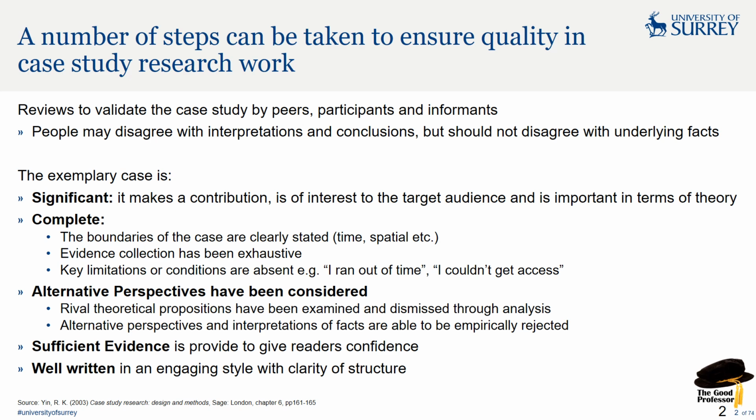You've got to consider all the alternative perspectives. If they're rival theoretical propositions, you need to make sure they can be dismissed through analysis. If they're alternative perspectives or interpretations of the facts, you've got to make sure that they can be empirically rejected. How do you do that? Well, often you need sufficient evidence so that you can reject alternative perspectives and provide readers the confidence that you really understand what's going on.